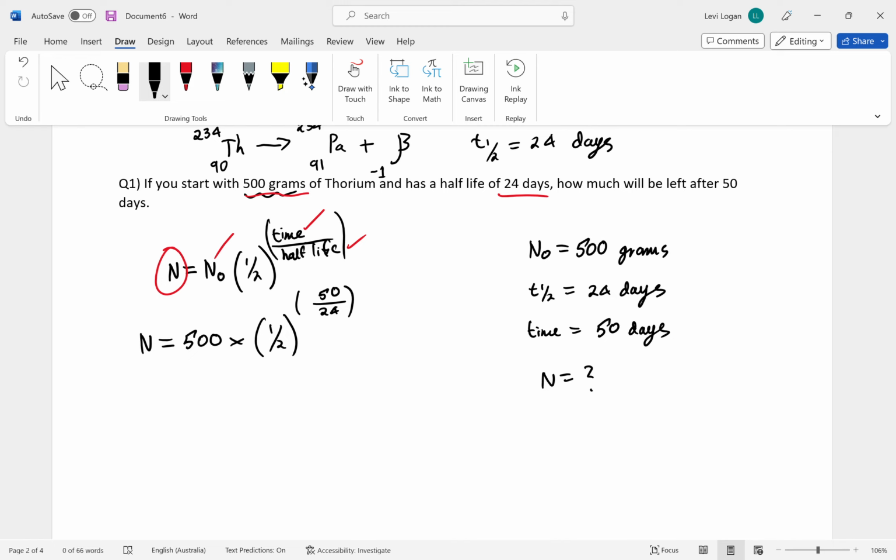Now you're going to put that into your calculator. Make sure you are very careful with your brackets and stuff, because one little error in the calculator can give you the wrong answer and you'll get this whole question wrong.